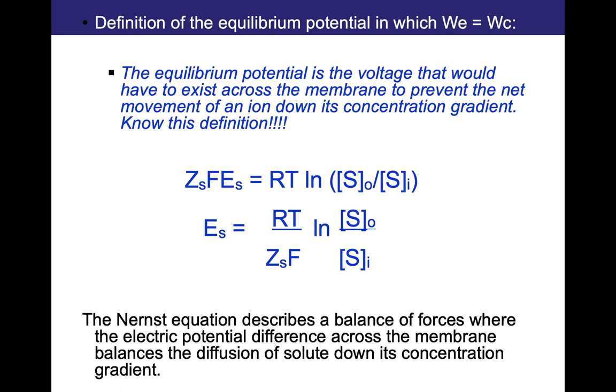So it's still just a theoretical value. That would be the voltage that would have to exist. If you could manipulate the membrane and pass a current to move the membrane voltage around, and you imposed a current and moved the membrane voltage to 61 millivolts, then you're measuring it right at the equilibrium potential, and there's no net movement. Good question.